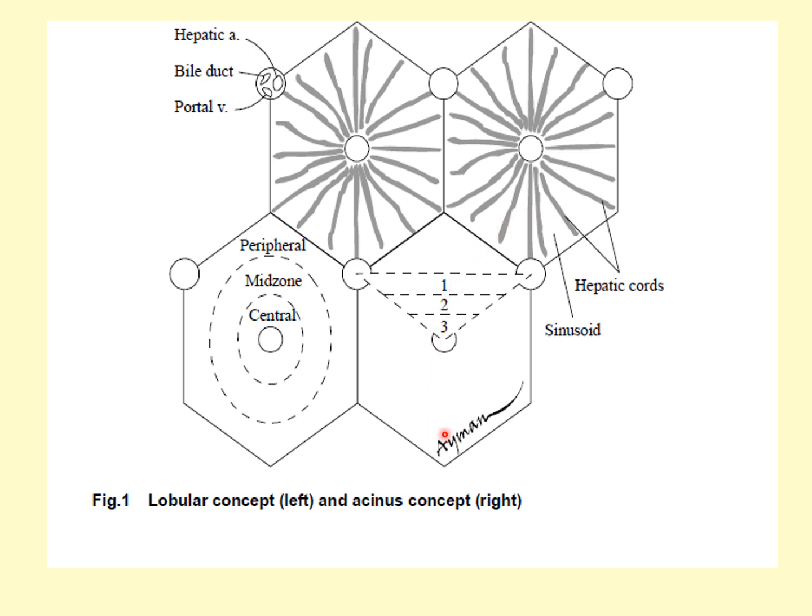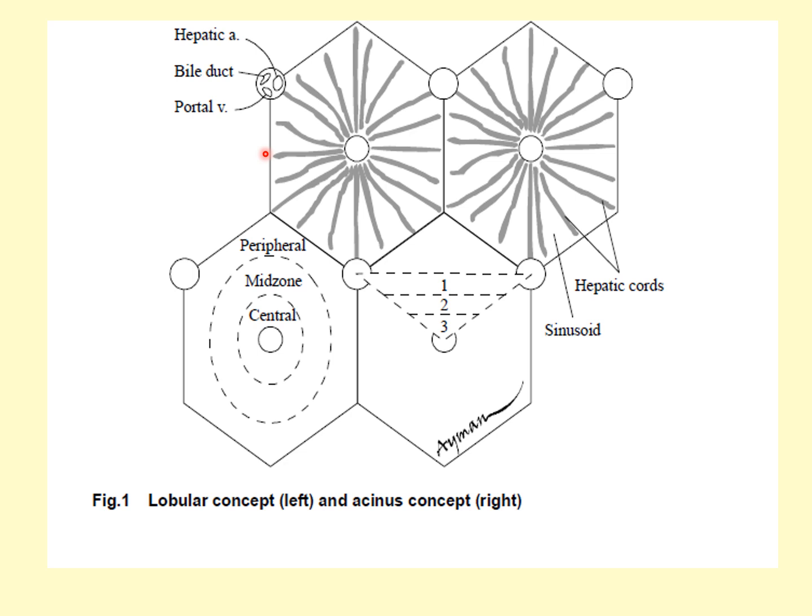You can see here also one thing: these are the hepatic cords and these are the sinusoids. The liver cells are here, and in between these liver cells there are the sinusoids. And what is the structure of the portal triad? Hepatic artery, portal vein and the bile duct. So these three main structures are there in the portal triad.